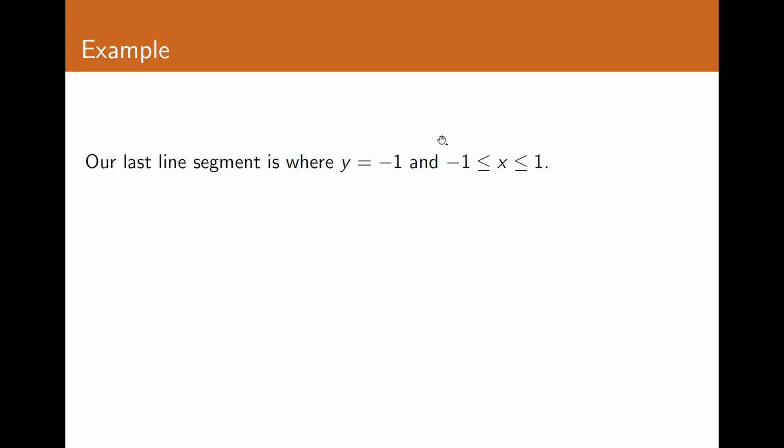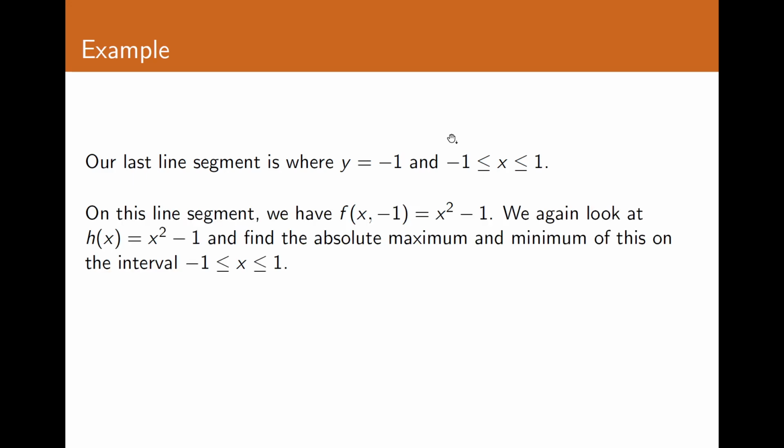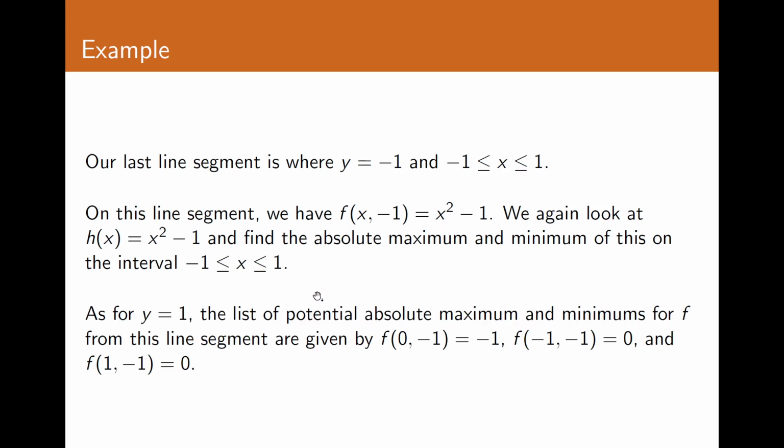Now same process for when y is equal to negative 1, just run through everything again. Notice we get the same function. And so just like the case where y was 1, now with y being minus 1, we get the same values here. 0, minus 1 is equal to minus 1. F of minus 1, minus 1 is 0, and f of 1, minus 1 is equal to 0. So now we've checked all of the boundaries.